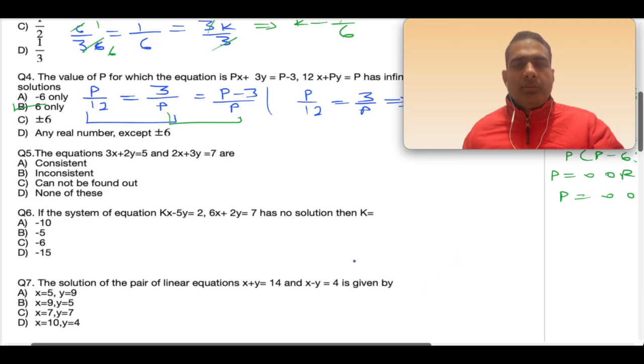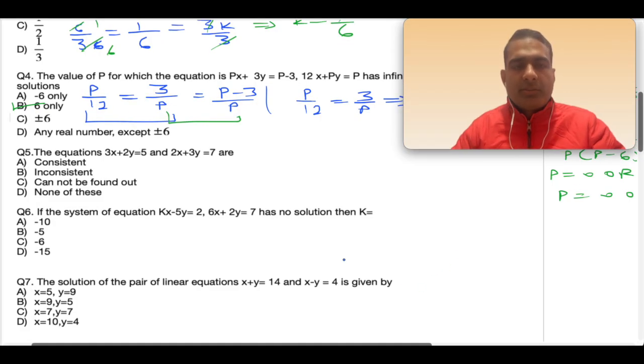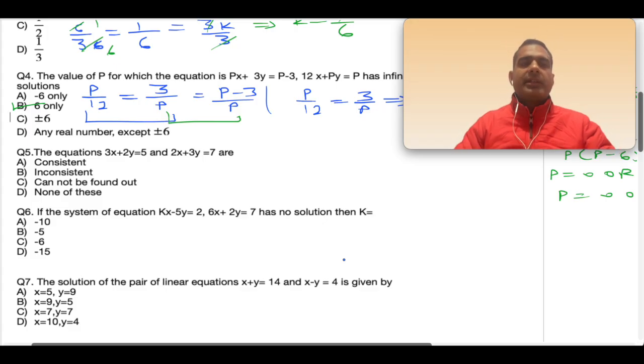So the fifth number question is, the equations 3x plus 2y is equal to 5 and 2x plus 3y is equal to 7 are consistent, inconsistent, cannot be found out, or none of these. So we have to tell whether they are consistent or not.